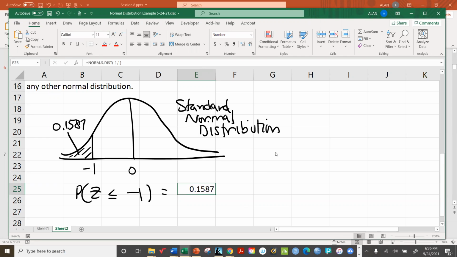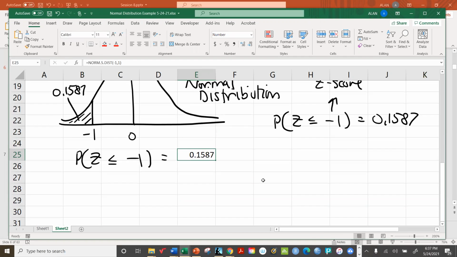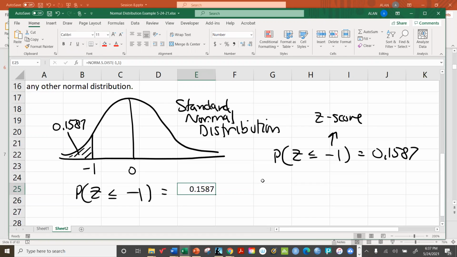Okay, so we know that the probability is 0.1587. This is the Z-score. Now, suppose we tried to work this backwards. Here you've got a z-score and you're looking for a probability. What if it's the other way around? What if I have a probability and I'm looking for that particular z-score? What would I do then?